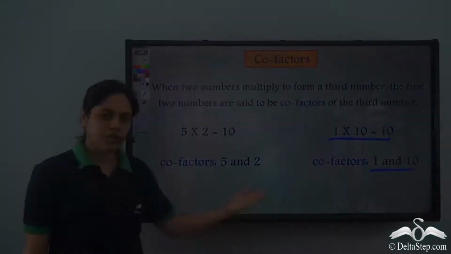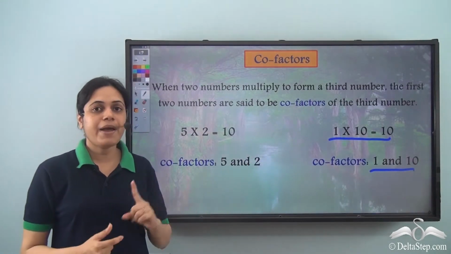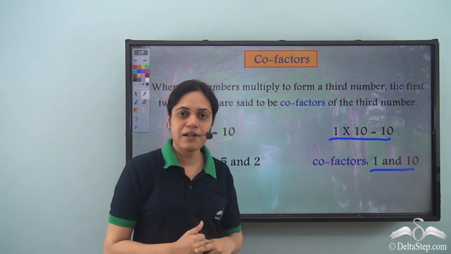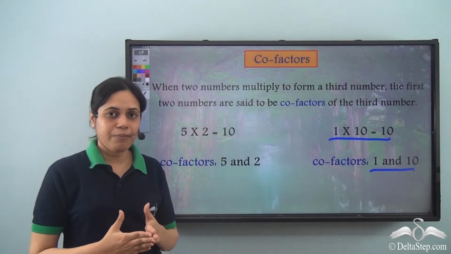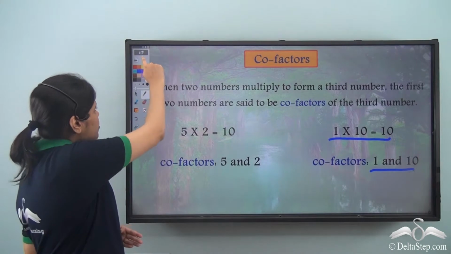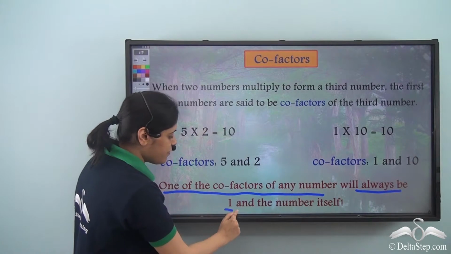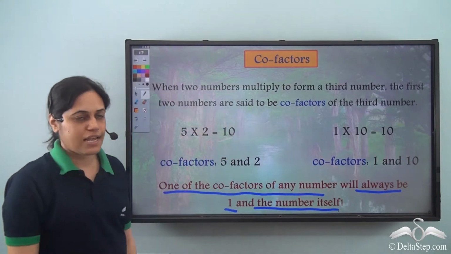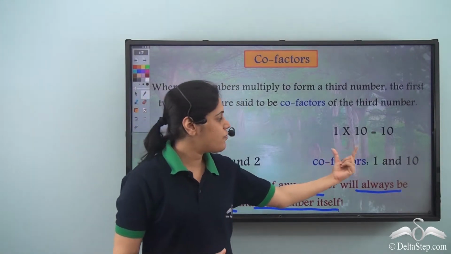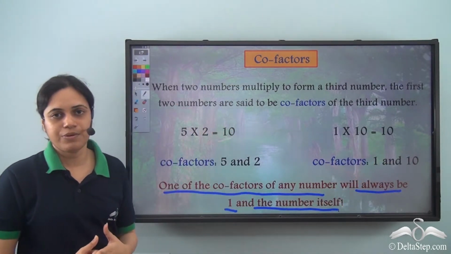So these are cofactors. Now for every number, one pair of cofactors will always be 1 and the number itself. Why? Because any number multiplied by 1 gives that very number. So one of the cofactors of any number will always be 1 and the number itself. So 1 and the number itself will give us that number.